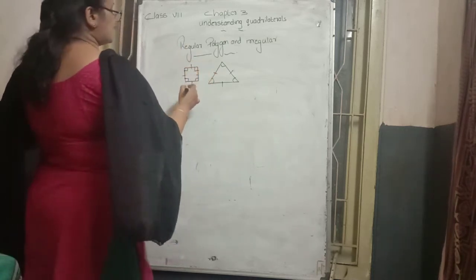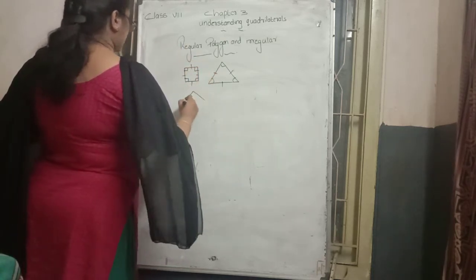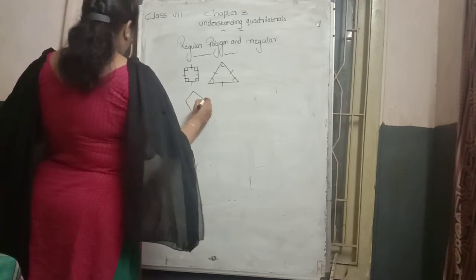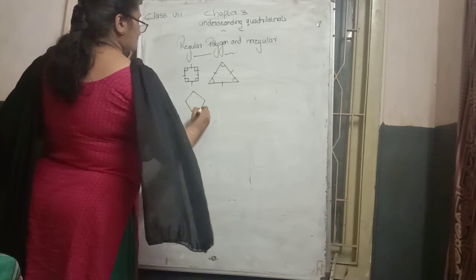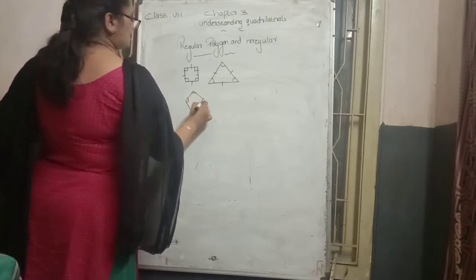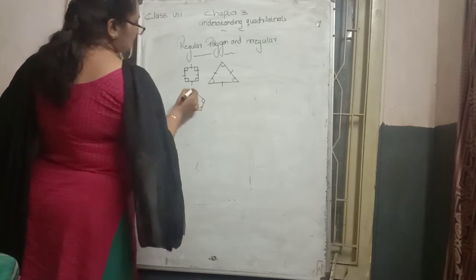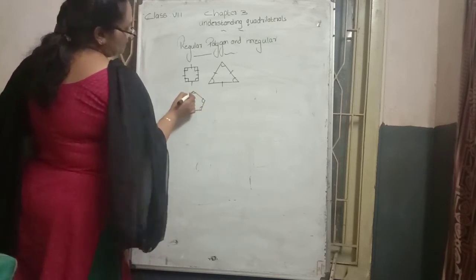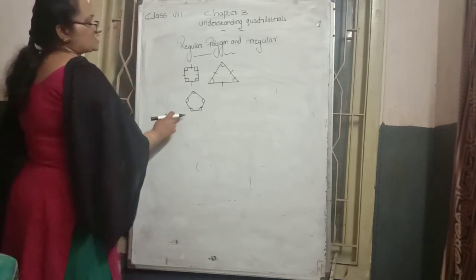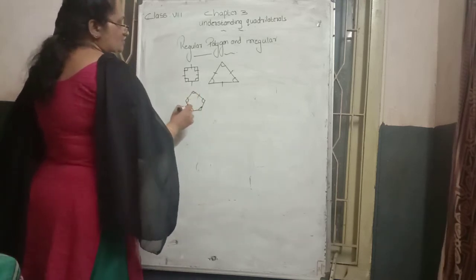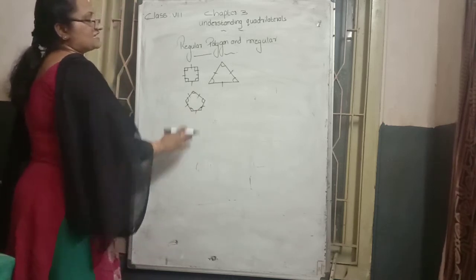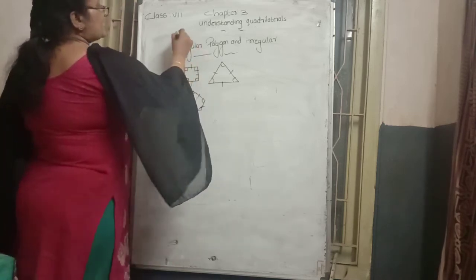So those are examples. This shape is also an example of a regular polygon. Here also the angles are less than 90 degrees, and looking at it in this way, all of the angles become the same. The sides also become the same. That's why we can say this is an example of a regular polygon.